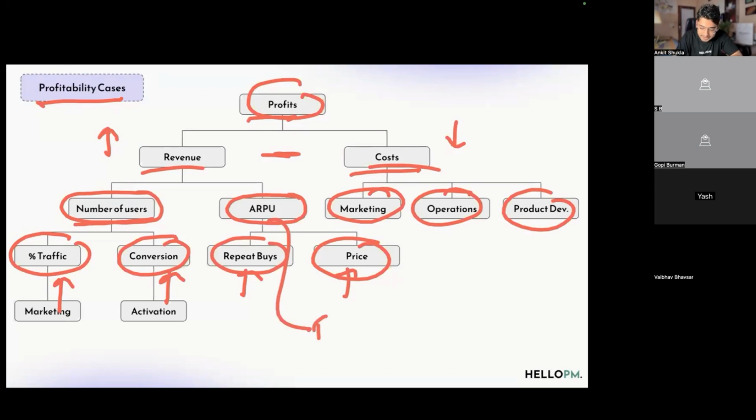Guys, ARPU means average revenue per user. Okay, so if you just understand how to break down a problem into small parts, most of the questions would be solved.